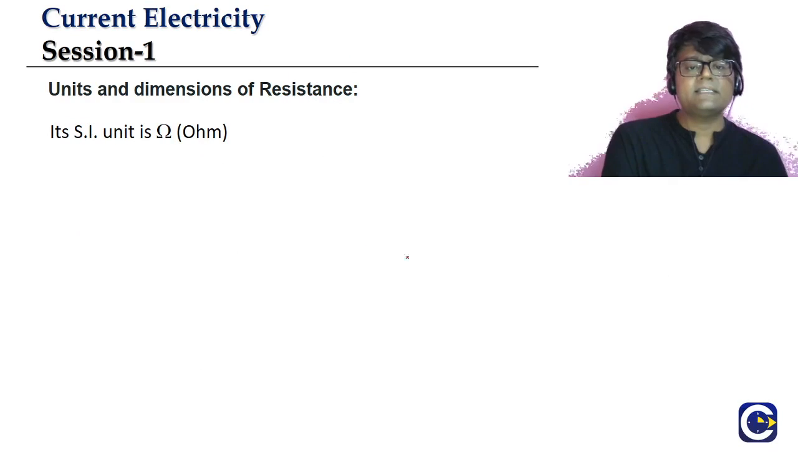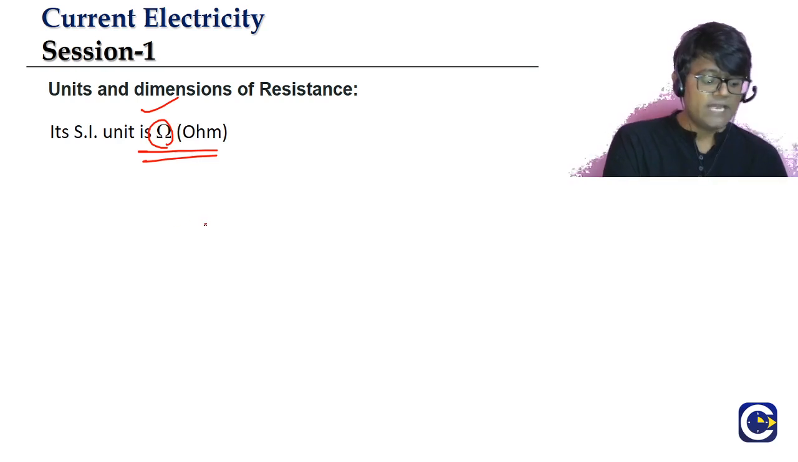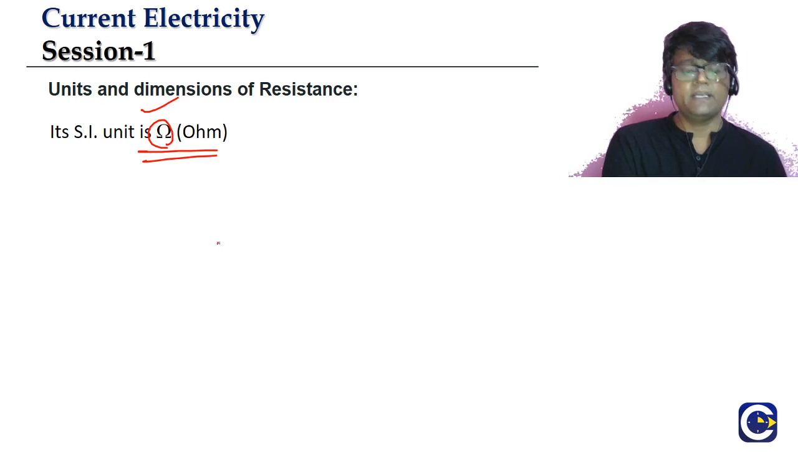So resistance, its SI unit is ohm, and this is the symbol that we use to indicate it. This is the symbol for the ohm. Now, whenever we have a new physical quantity, we must always keep an eye on what the dimensional formula for that physical quantity is. We got a new physical quantity here, which is the resistance. Let's see if we can find the dimensional formula.